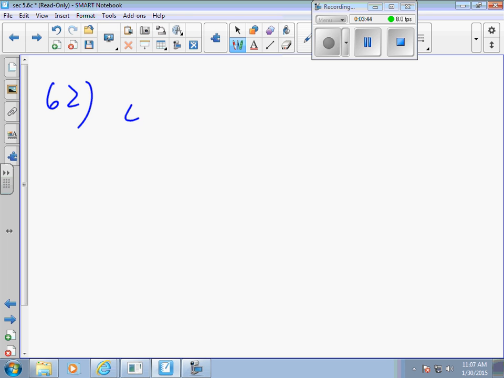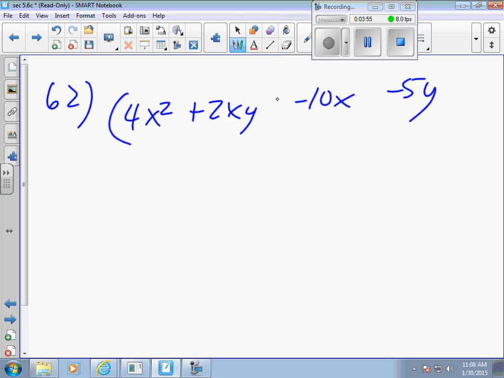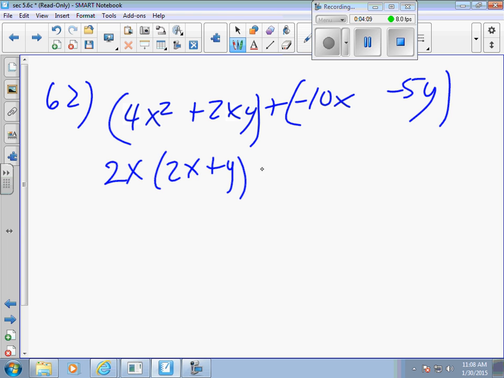I have 4x squared plus 2xy minus 10x minus 5y. Again, look for greatest common factor first. Seeing none, group the first 2 together, group the last 2 together. Again, bringing that negative in, put a plus sign between. Factor my 2x out of both of them, leaving me with 2x plus y. Bring out a negative 5. 95% of the time, if this third term is negative, you're going to be factoring out a negative number. In this case, the negative 5, leaving me with 2x plus y.